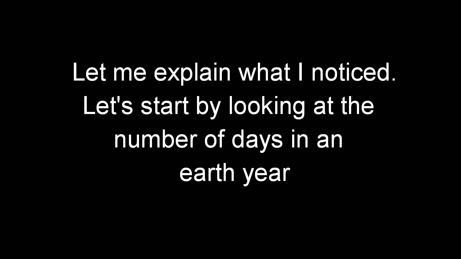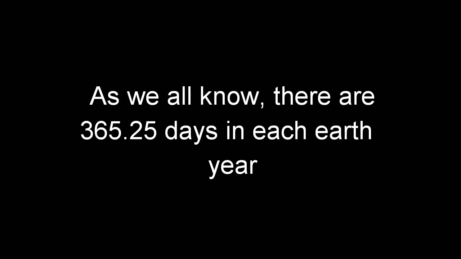I noticed an intelligent design feature in our solar system. The planetary days to complete one revolution around our Sun. Let me explain what I noticed. Let's start by looking at the number of days in an Earth year. As we all know, there are 365.25 days in each Earth year.